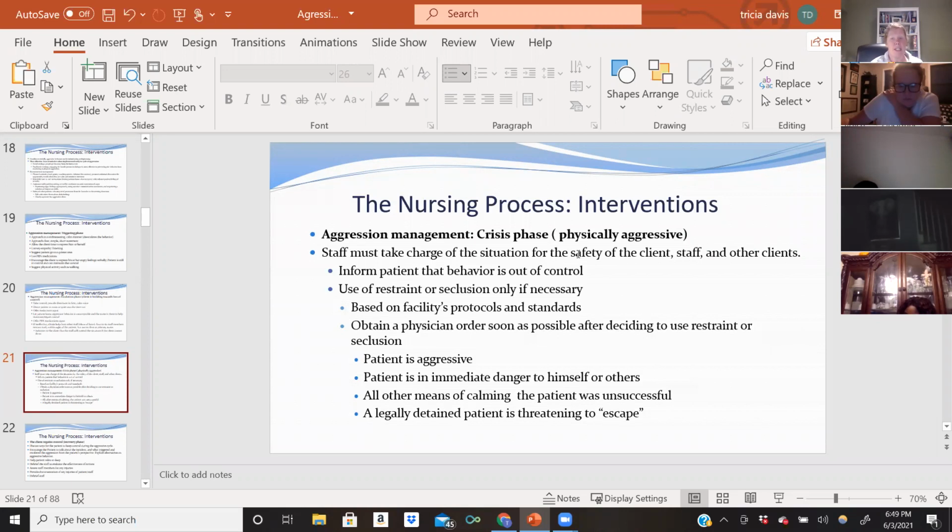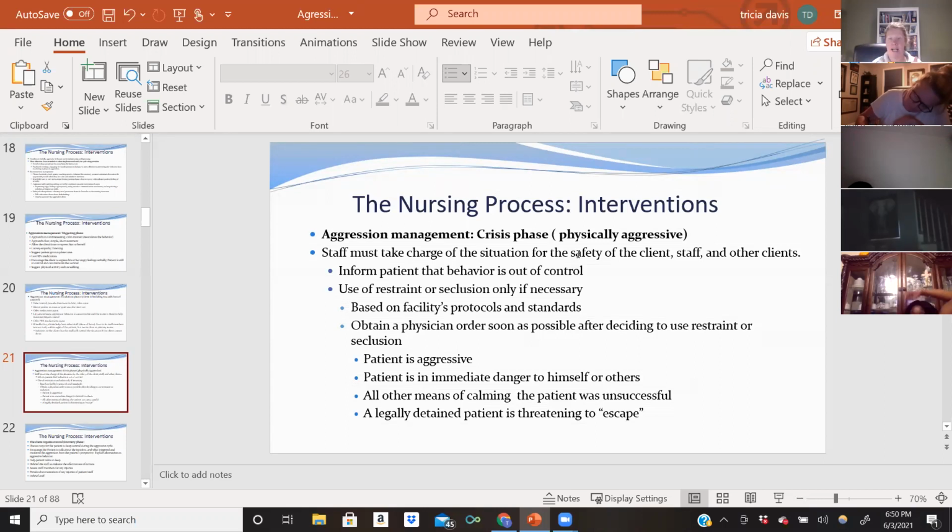We are going to inform the patient that his behavior is out of control, and then we are going to use restraints or seclusion only if necessary. After we go over to the patient, we tell him that he's out of control. If he's not listening and other people are at risk, then we're going to use those restraints. We only use restraints and seclusion based on your facility's protocols and standards.